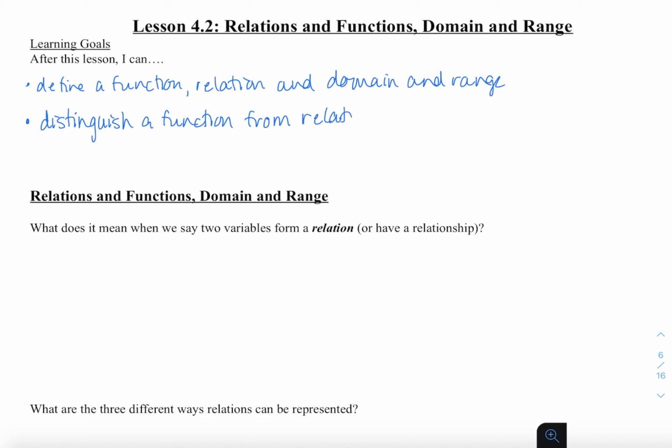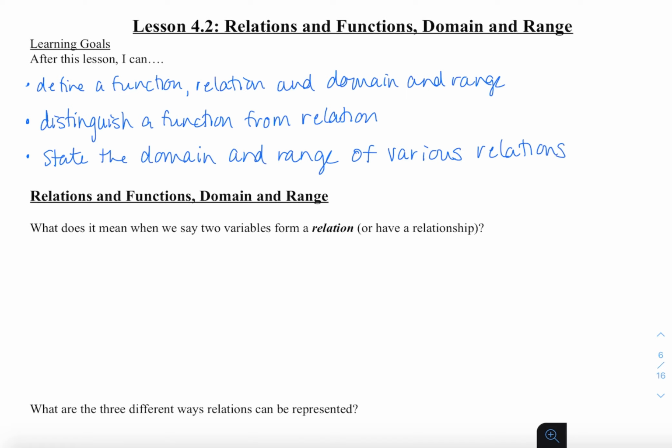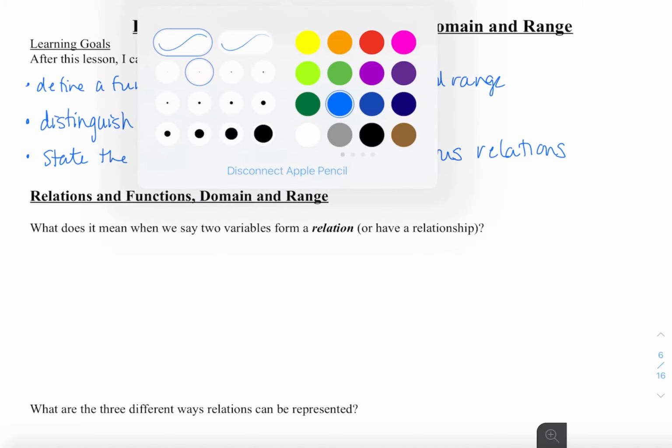So everything we're looking at today is a relation, but some of them are also functions, and I'll help you distinguish which is which. And what we will be able to do is state the domain and range of various relations. So I'm going to give you relations, and you will state the domain and range of those relations. Now I'm throwing around a lot of definitions, so let's begin with our first one.